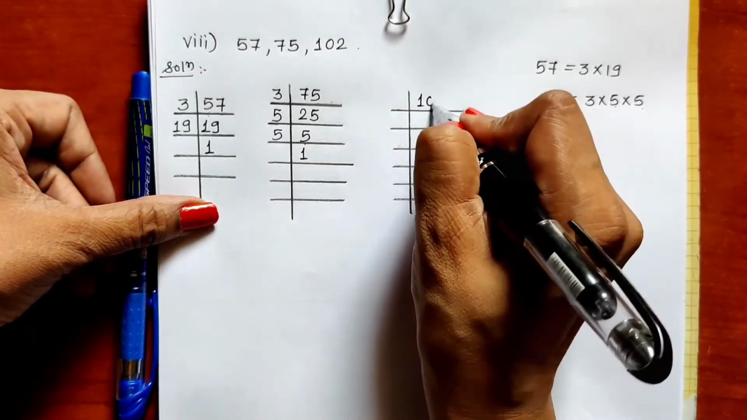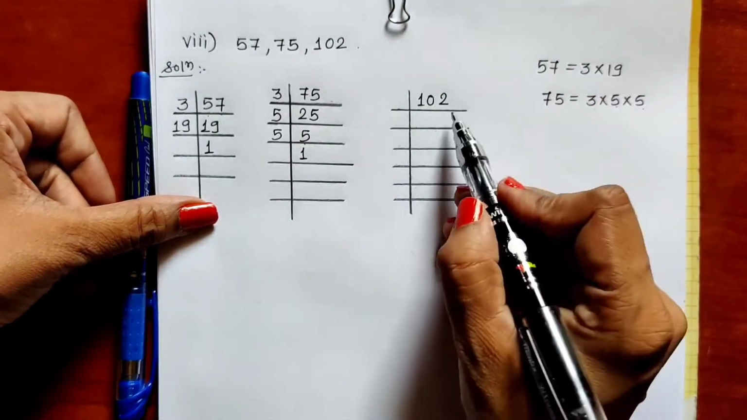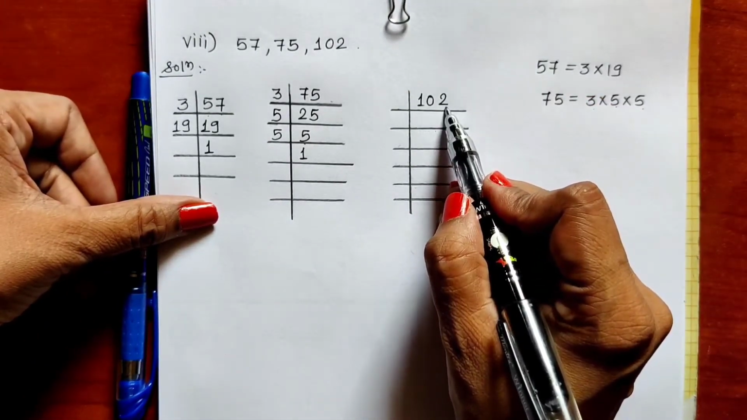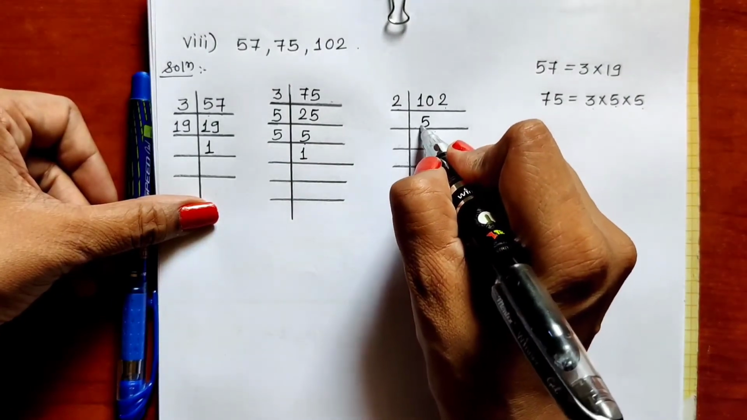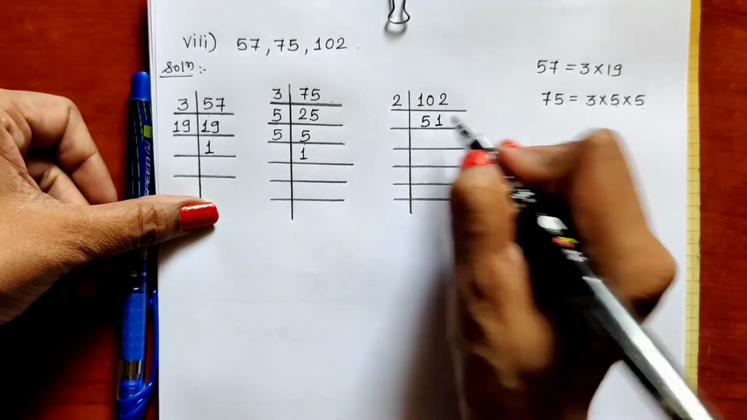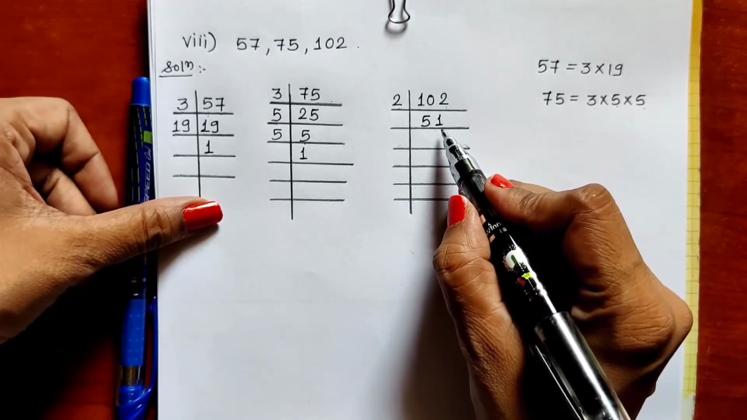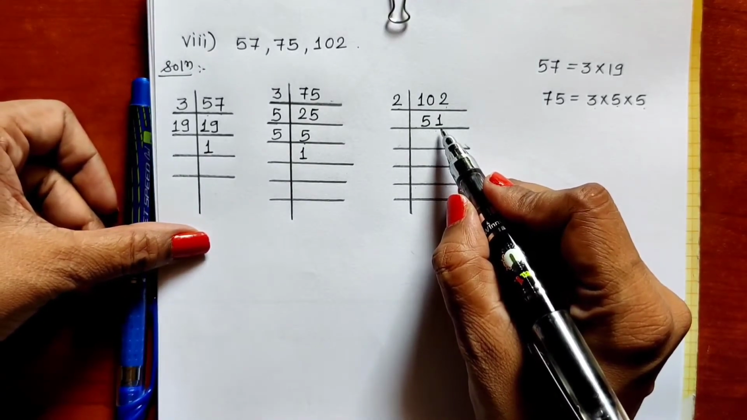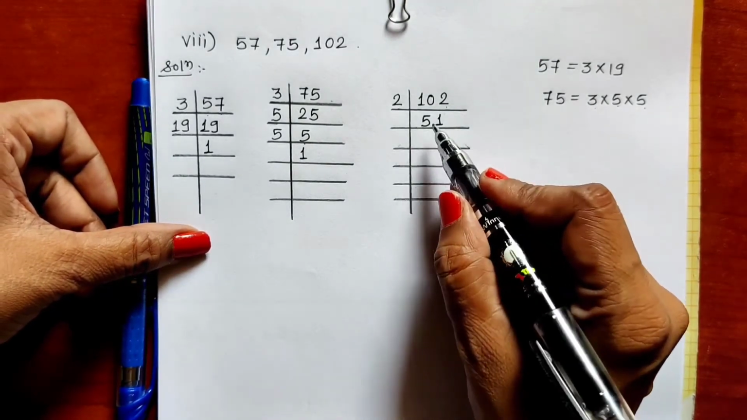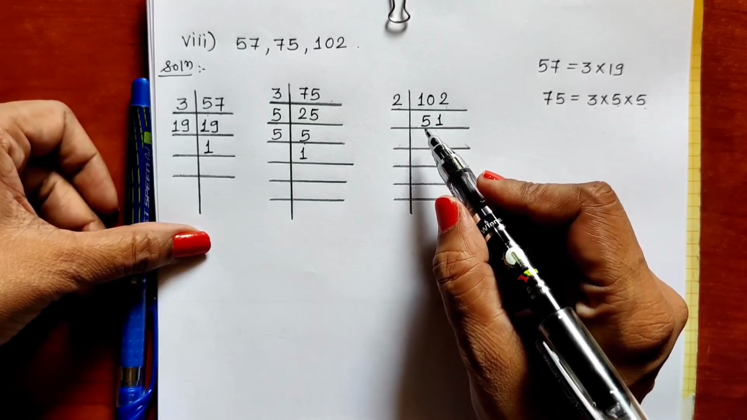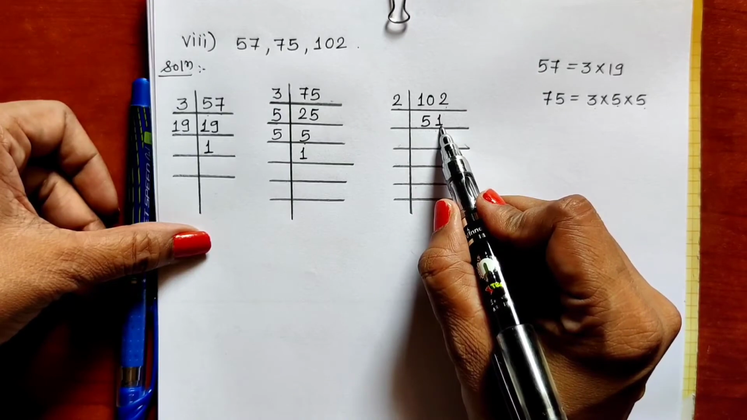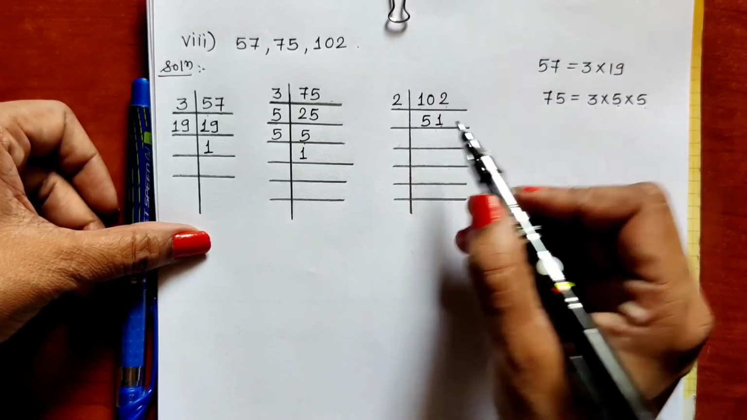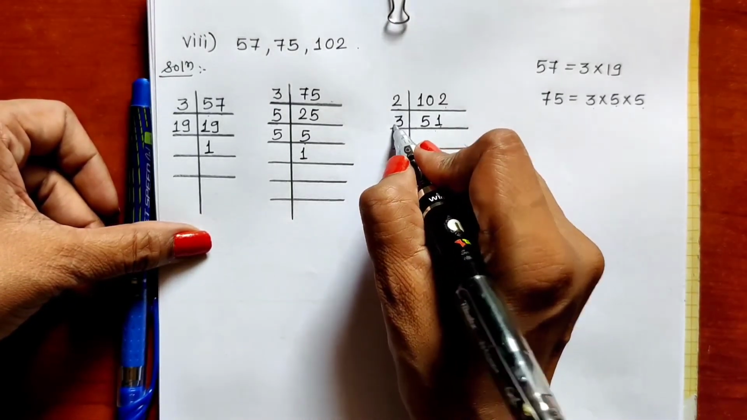Now 102. 2 is there in the unit place, that means this number is divisible by 2. 2 fives are 10. 2 ones are 2. 51. 1 we have got in the unit place, that means this is not divisible by 2. 51 is not divisible by 2. Is it divisible by 3? Let us check. 5 plus 1 is 6. 6 is in the table of 3, that's why 51 is divisible by 3.